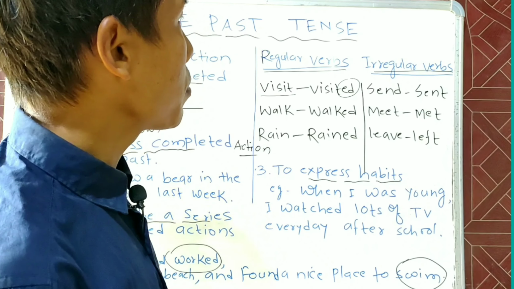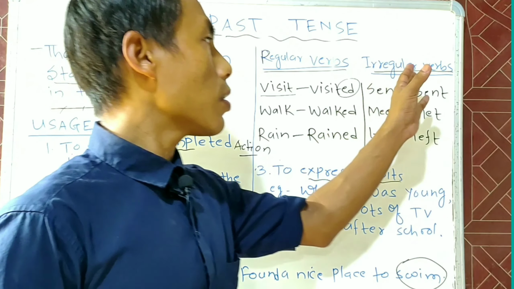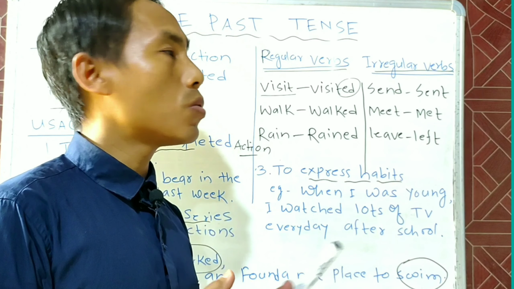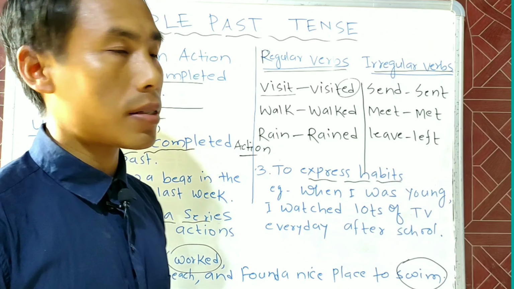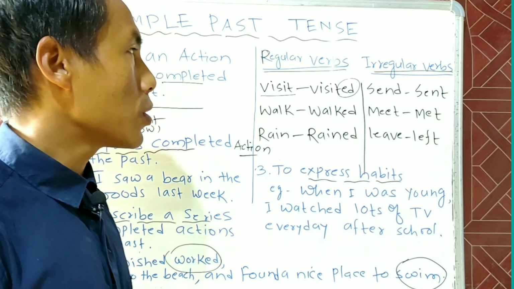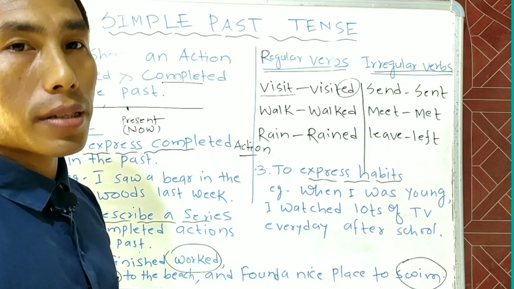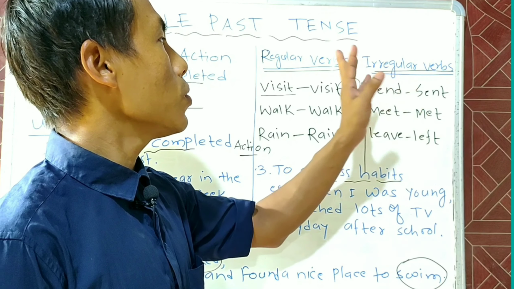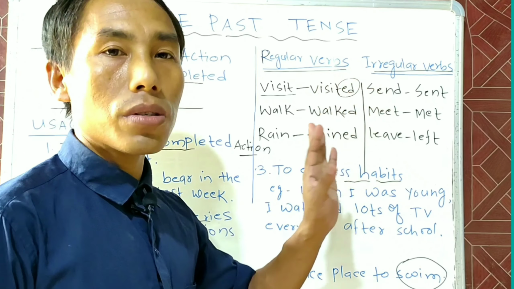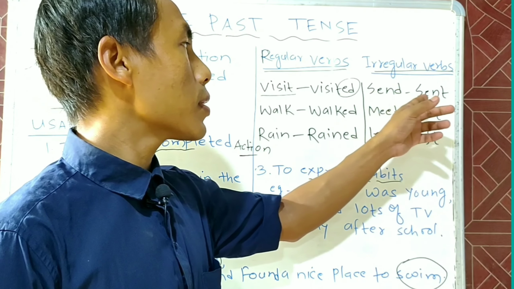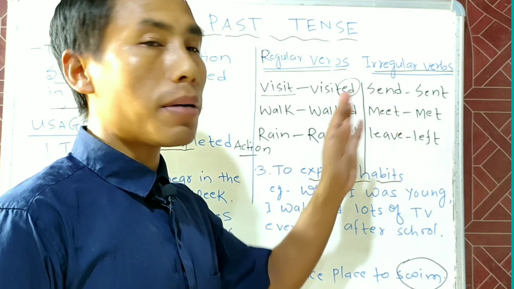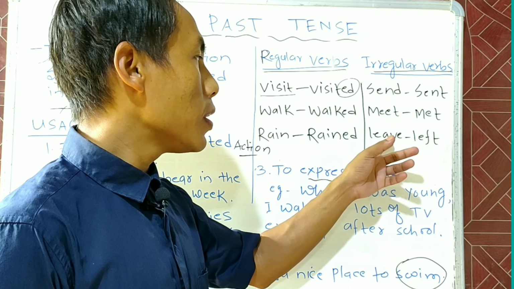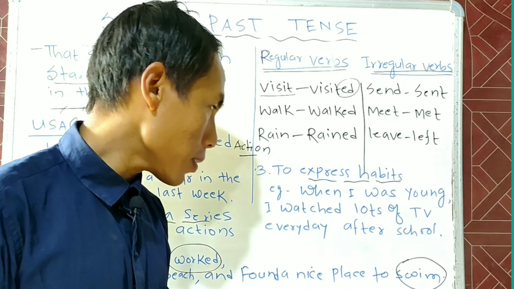We also have irregular verbs in the simple past tense. Irregular verbs are slightly different or difficult to understand, but if you keep doing the exercises and also learn certain cases by heart, then it will become clear to you. Look at here, send. With send we do not use ed like regular verbs, we use something different. So send becomes sent, the second form of the verb. Meet becomes met, second form of the verb. Again here leave becomes left, second form of the verb.